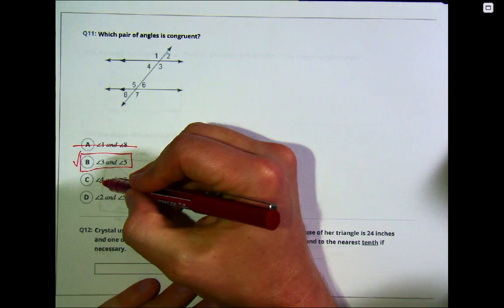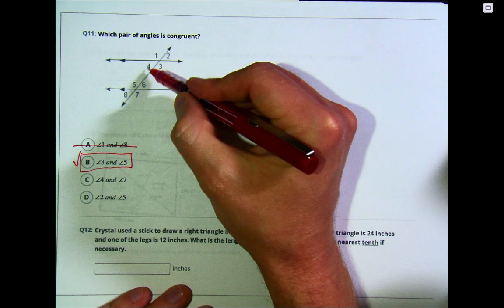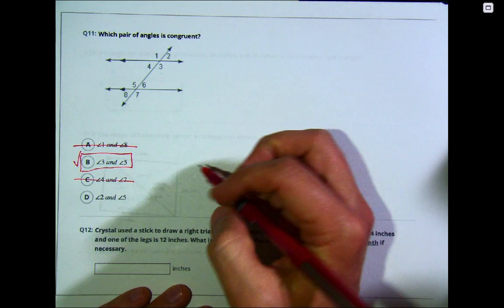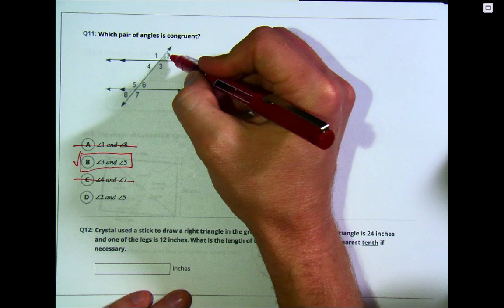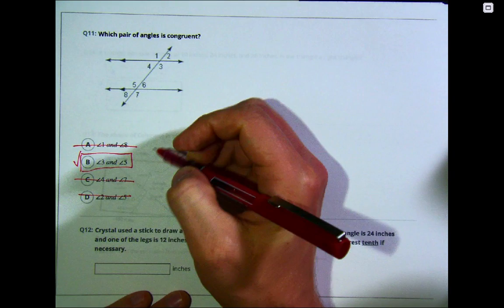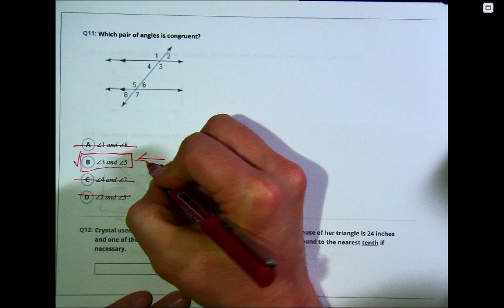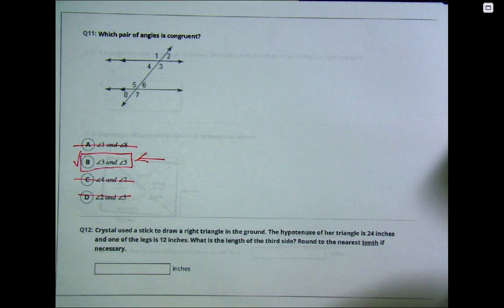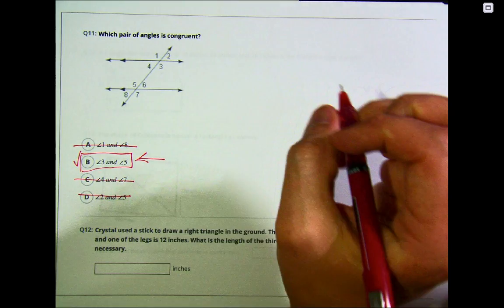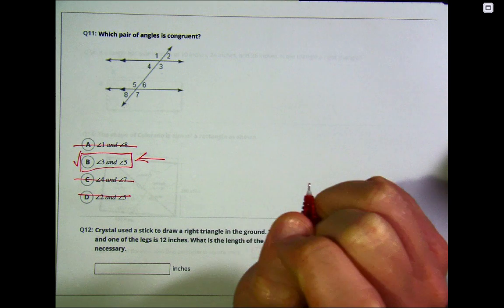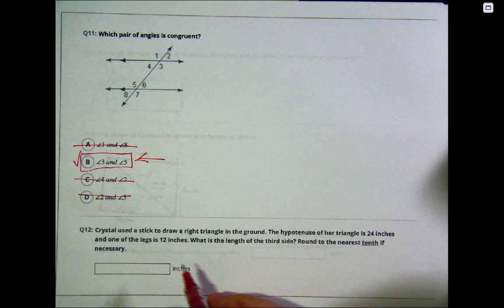Part C, 4 and 7. 4 is acute. 7 is obtuse. Acute, obtuse, cannot be congruent. 2 and 5. Acute, obtuse. Nope, B is the only answer. And it's as simple as just looking and seeing which ones are acute and which ones are obtuse. Easy as that.